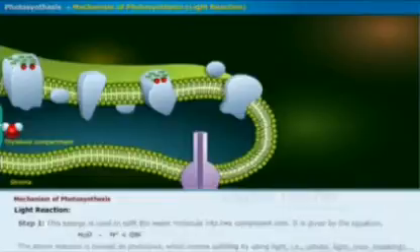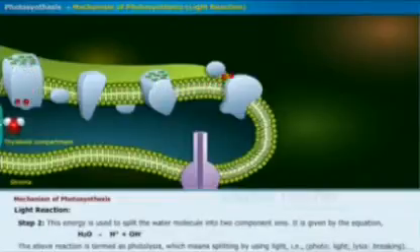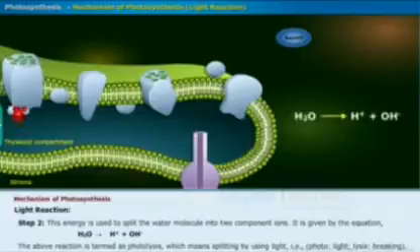Here on the screen, you can see the diagram. This energy is used to split the water molecule into two components, two ions, and the reaction is given in front of you on the screen. The above reaction is termed as photolysis, that means the lysis or breakdown of the water molecule in the presence of photo, that means light.